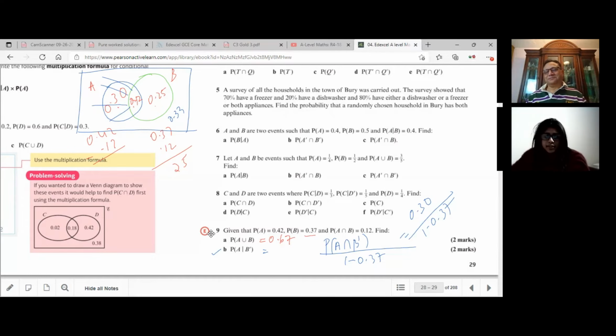So let's quickly do some calculations. 0.476. Okay, so let's move forward. I'll just clear the screen and we'll move forward.